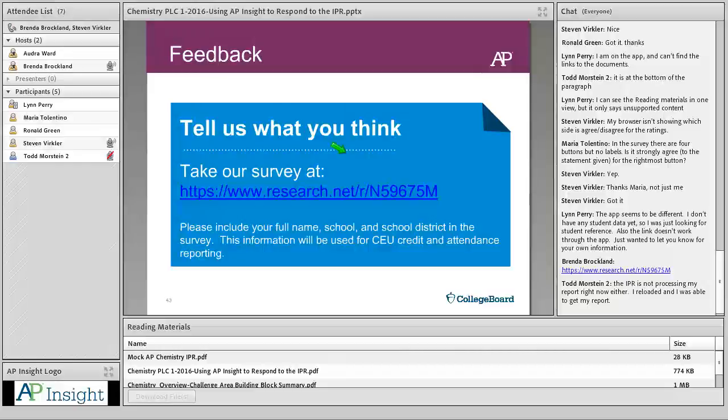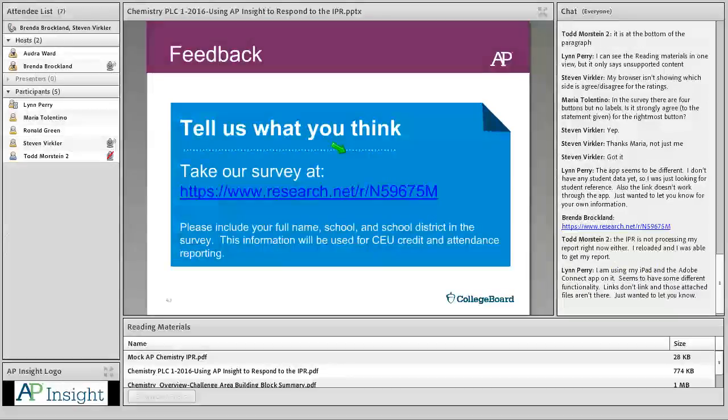Yeah, Todd, sometimes the report processing for the IPR, or even for your students' reports, goes kind of slowly. If multiple people are on at the same time, it also goes sort of slowly. So that might be part of the reason why. If you do reload, sometimes it clicks back in and picks the report back up. And again, as you're looking at your IPRs, if you have questions, do let me know.